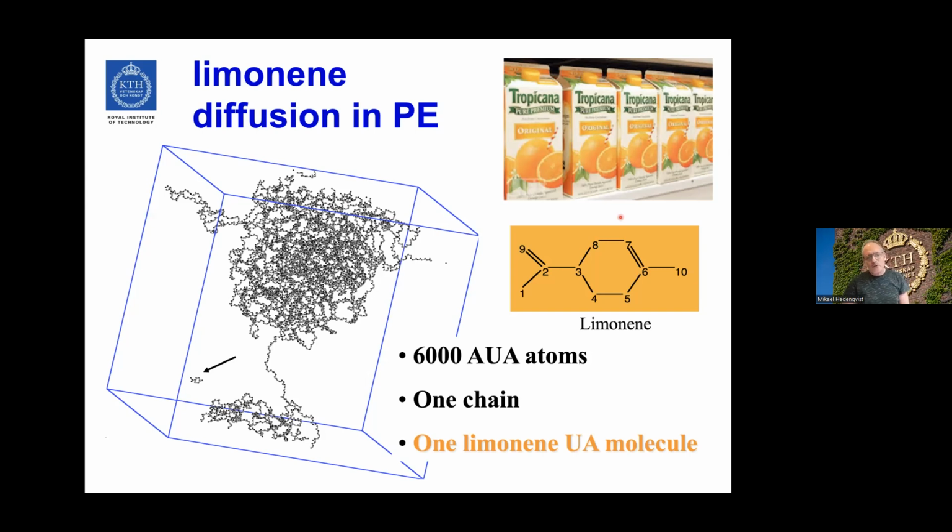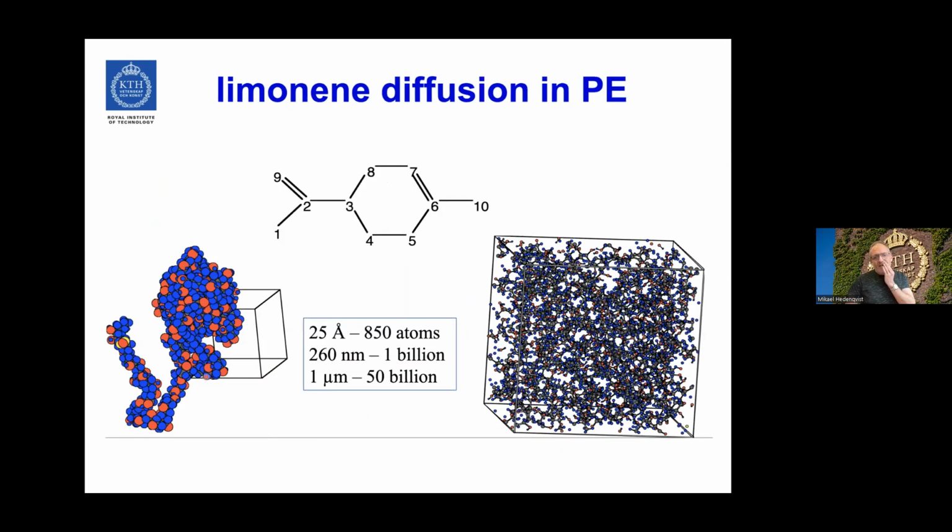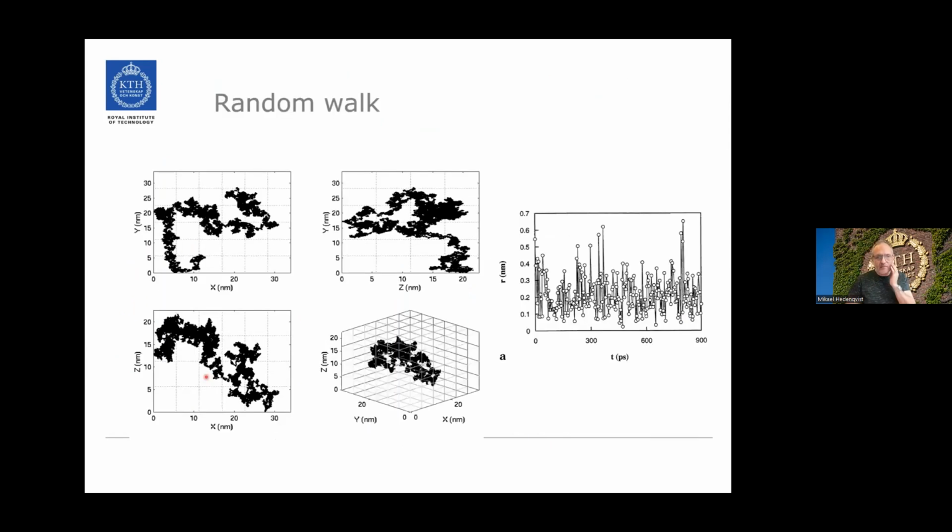What we do is put the foreign molecule, limonene in this case, in the box, and then we shrink the system. And as you see here, we have to keep it rather small. If you go from a 25 ångström box, that's doable, 850 atoms. If we go to 260 ångström or 1 micron, you see how many atoms we need and therefore how slow the system will be. We have to run for long times.